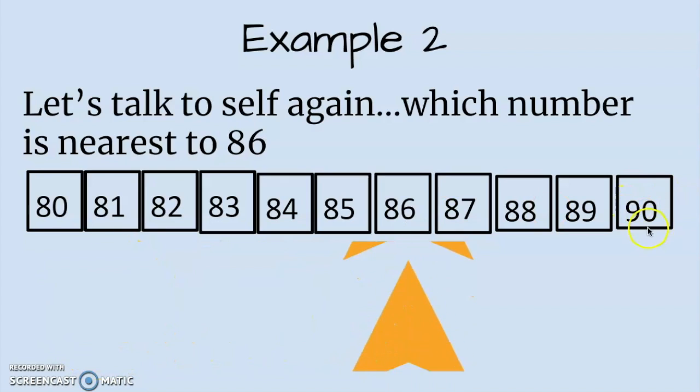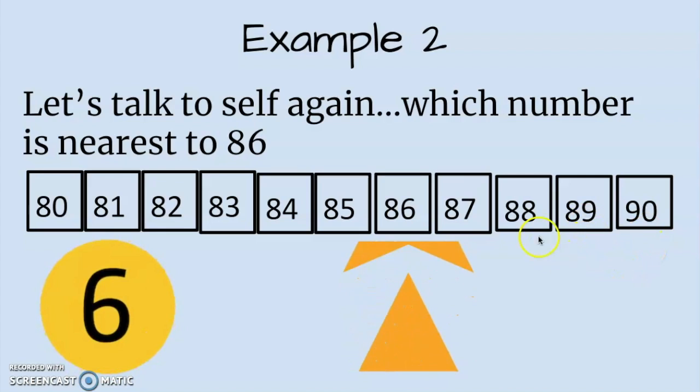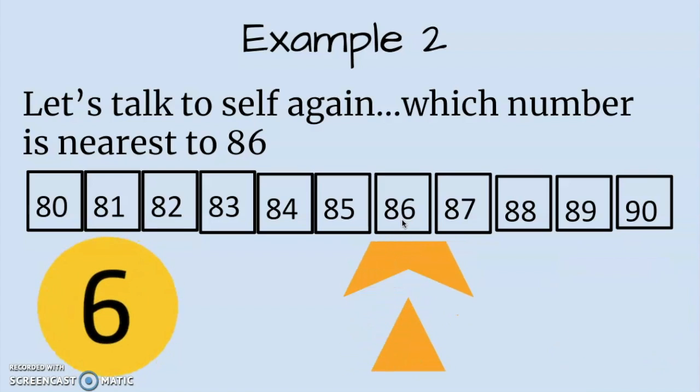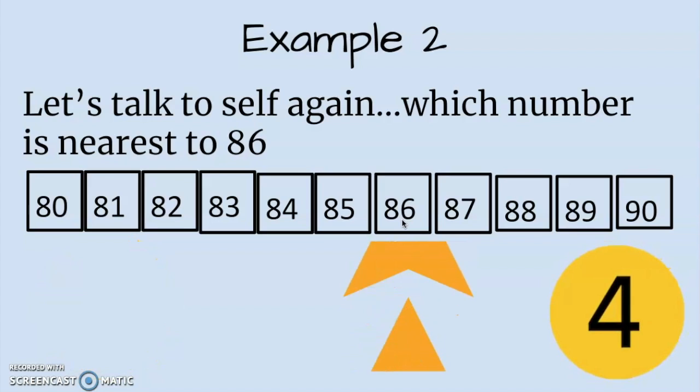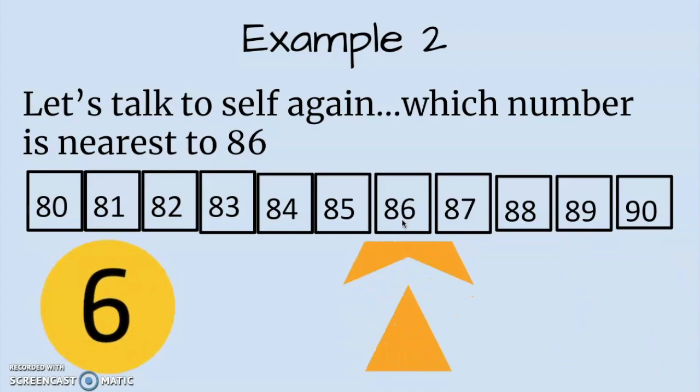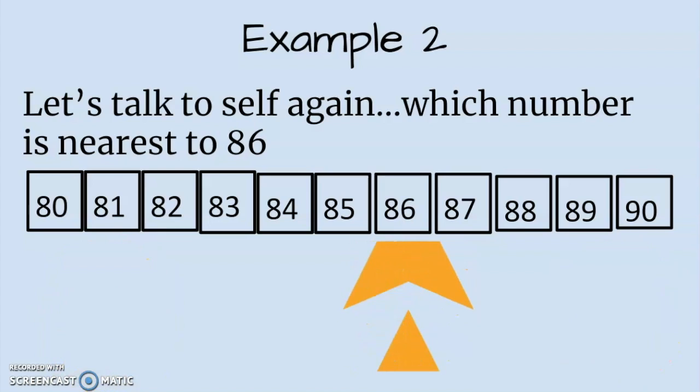Let's see how many hops it's going to take us from 90. 1, 2, 3, 4. 4 hops. We want to determine which 10 is closest to 86. So I took 6 hops from 80 to 86, and I took 4 hops from 90 to 86. So which is nearest to 86? If you say 90, you are correct.